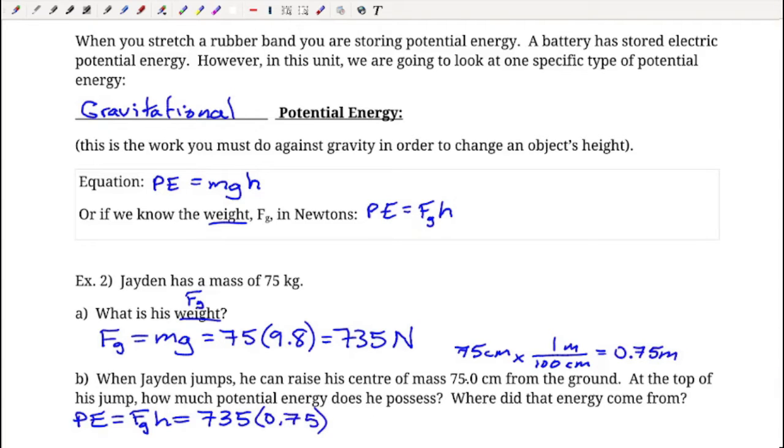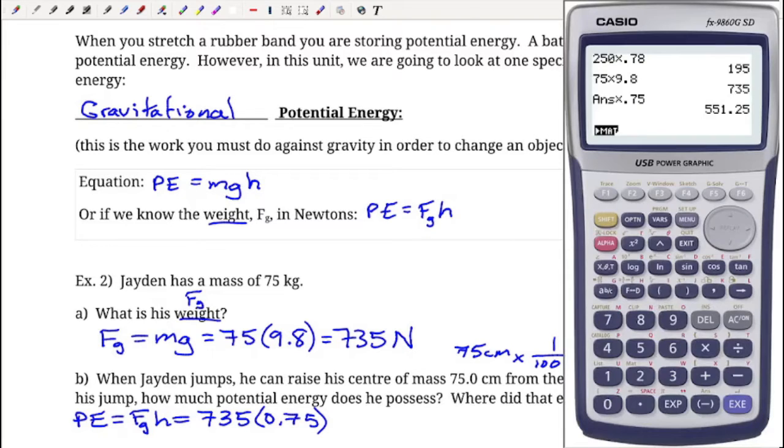He can actually jump pretty high. 75 centimeters is a fair distance. So again, pull out your calculator and plug that in. And it tells me that his potential energy is going to be 551.25. And I'm going to round that to 3 sig figs. Again, remember 2 or 3 sig figs is fine, so 550 or 551. And potential energy is measured the same as work, in joules. That would be my final answer.